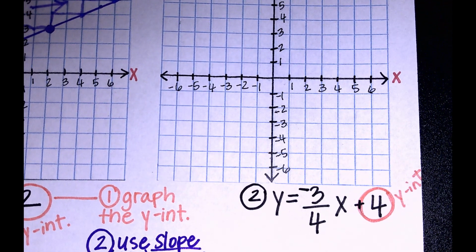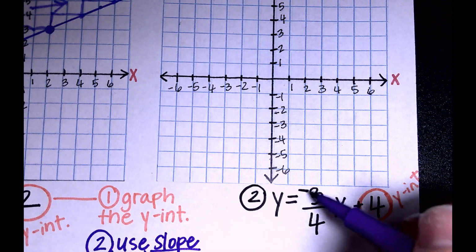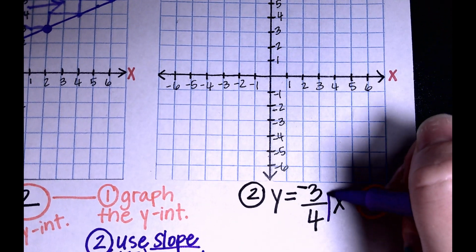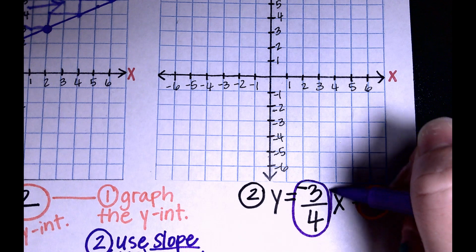And which number is my slope? -3 over 4. Good. This is my slope.